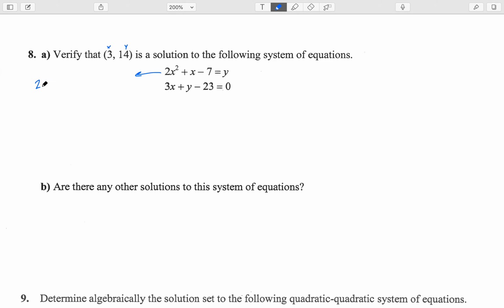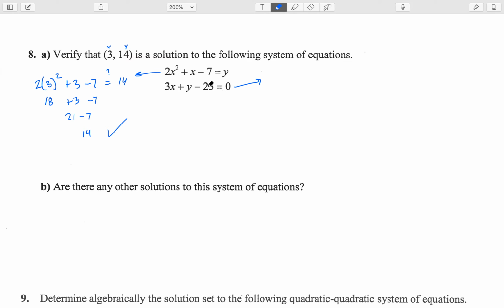So in other words, is 2 times 3 squared plus 3 minus 7 equal to 14? Well, I don't know. Let's figure it out. 3 squared is 9, so this is 18 plus 3 minus 7. 21 minus 7, which is 14. Yes, it is.